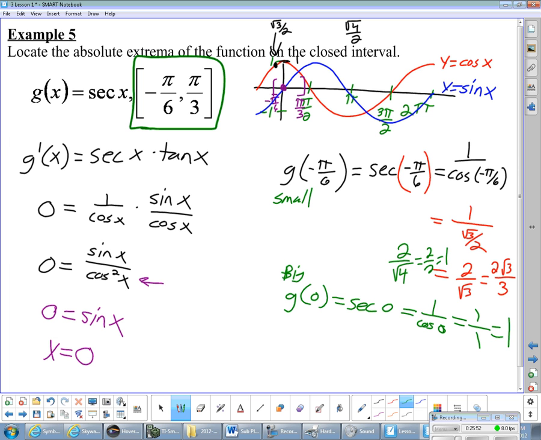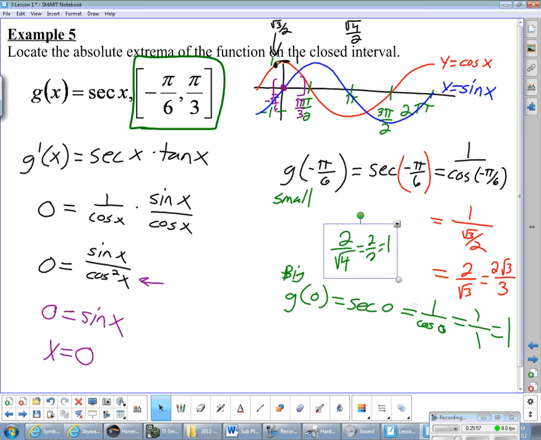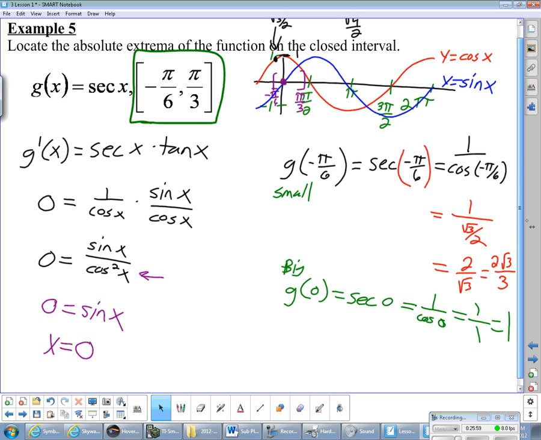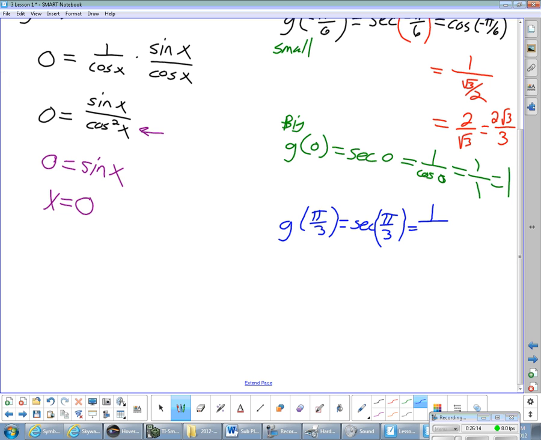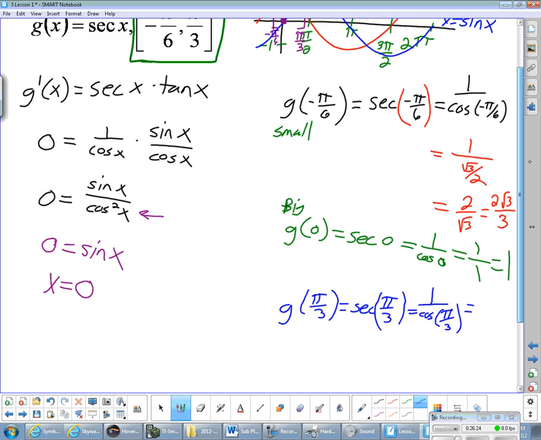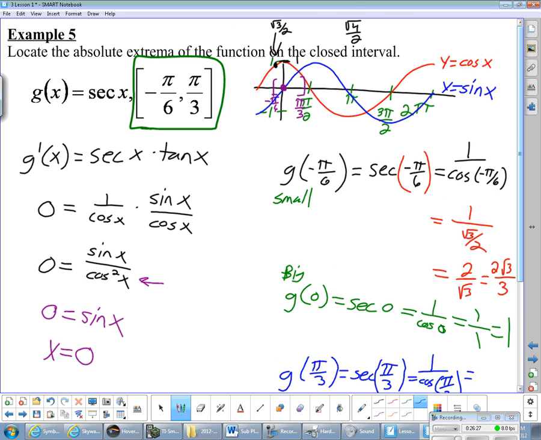But I say so far because we still have to evaluate secant of pi over 3. So, g of pi over 3. So we get the secant of pi over 3. You can figure out the secant of pi over 3, and some of those maybe you should actually memorize. But I'm just trying to help you here and telling you that you can change it into cosine of pi over 3 if you can't remember. And then you look here and say, oh, pi over 3, cosine.